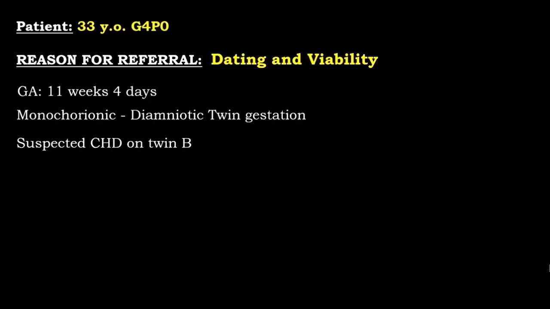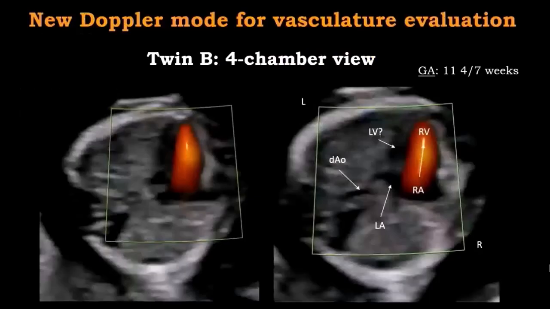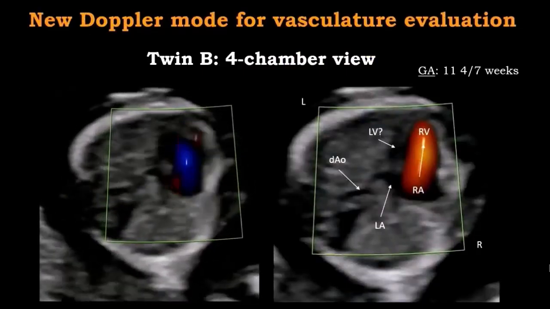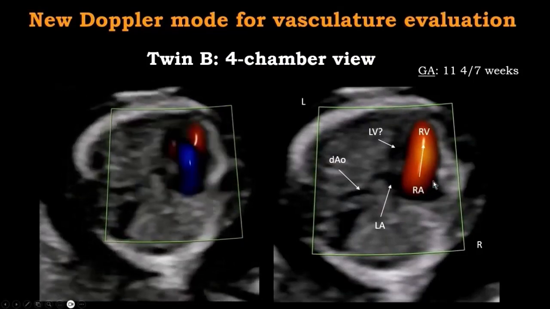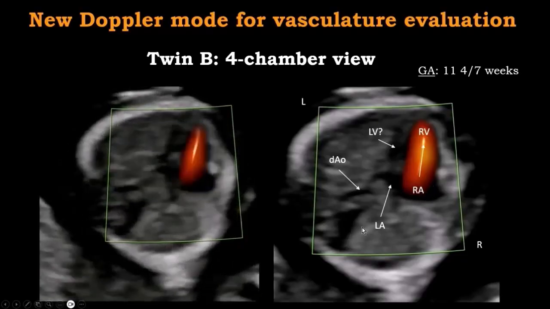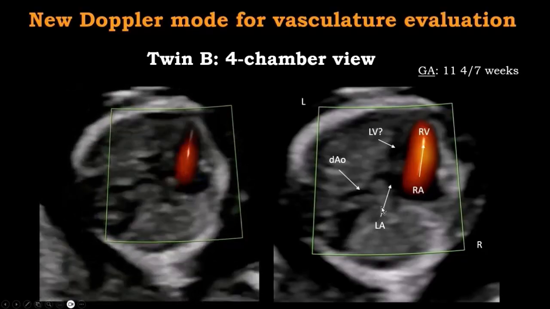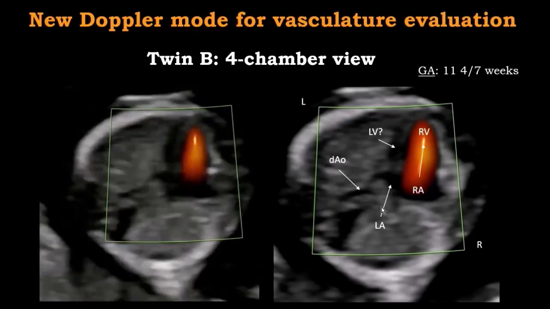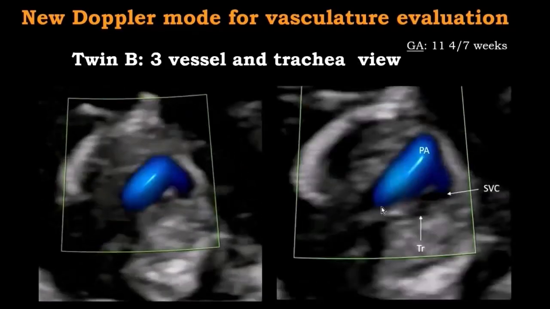So that was the patient who was referred at 11 weeks gestation and 4 days, with suspected monochorionic twin gestation, and on top of that we suspected a major cardiac anomaly in twin B. Here you can see the 4-chamber view of twin B, and we can clearly identify the 4 chambers with just one single inflow, and there is no interventricular septum, so the cardiac axis cannot be measured. So this is within that group of non-identifiable cardiac axis.